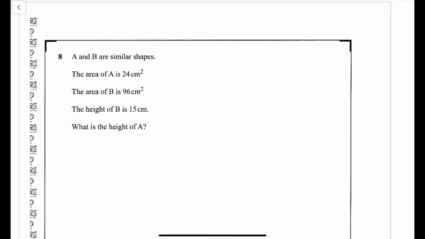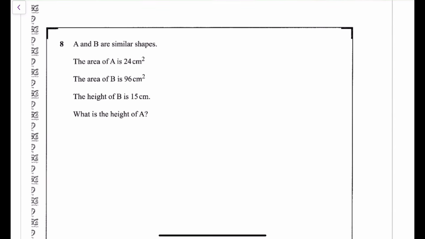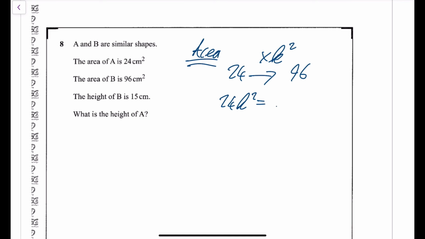Okay, this was a similarity question. A and B are similar shapes. The area of A is 24. The area of B is 96. So you get from 24 to 96 by multiplying by your scale factor for area, which is k squared. That means 24k squared is equal to 96, which means k squared works out to be 96 divided by 24.